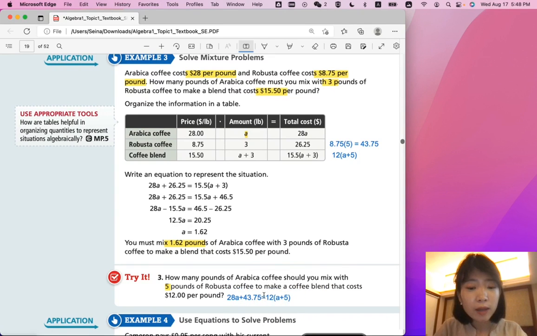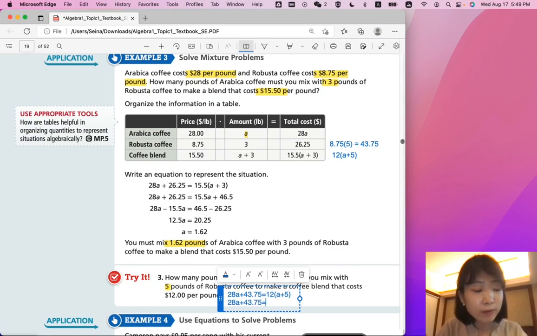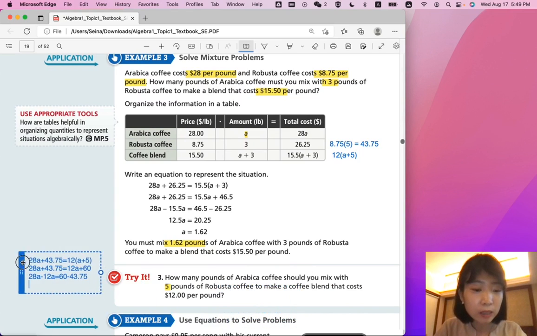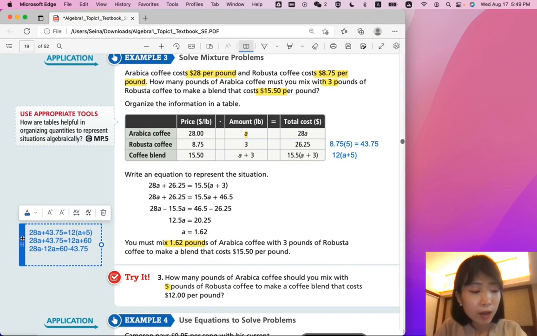Okay? And then solving for the equation, you're going to have 28A plus 43.75 is equal to 12A plus 60 when you use the distributive property. Solve for the parentheses first. 28A minus 12A is equal to 60 minus 43.75 when you get set up for the like terms.